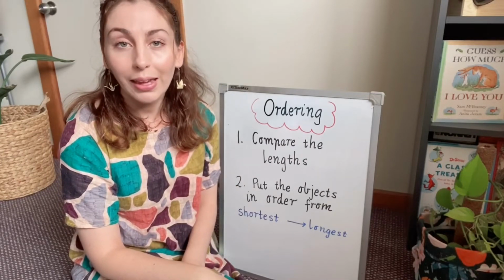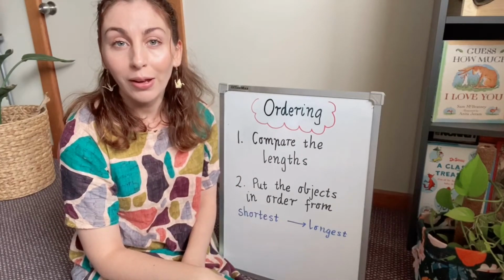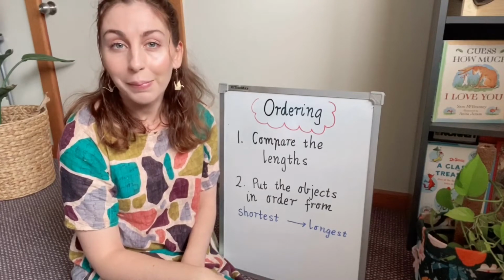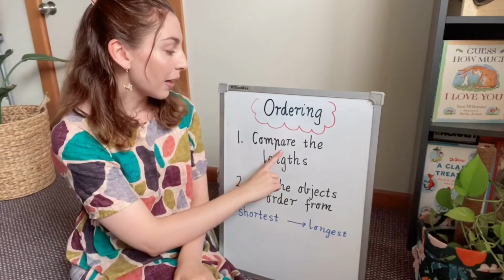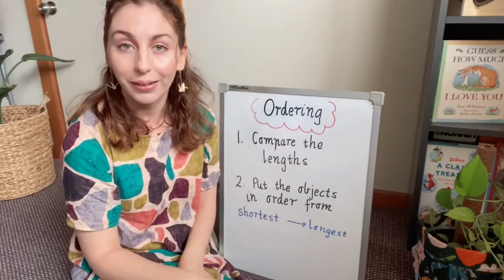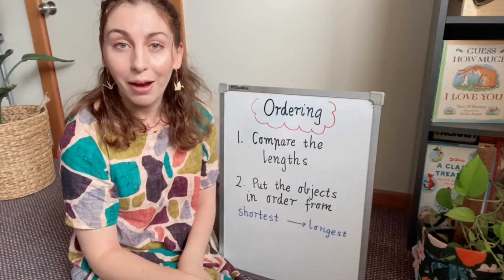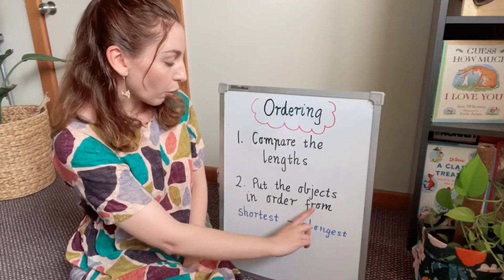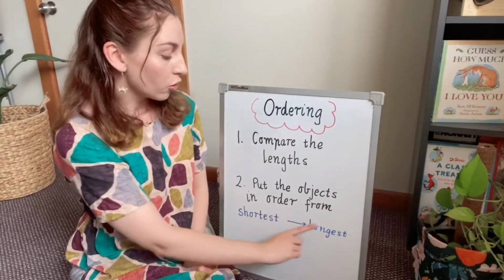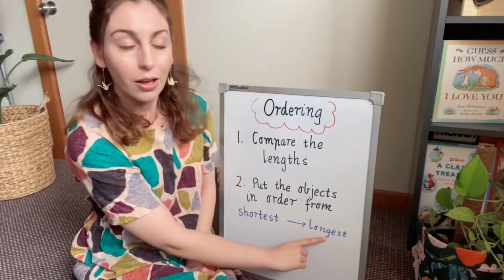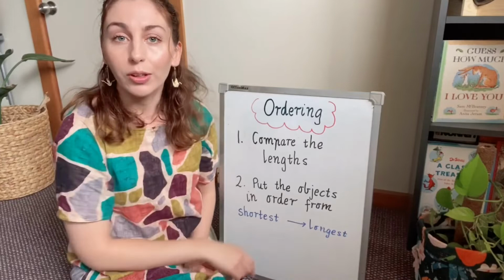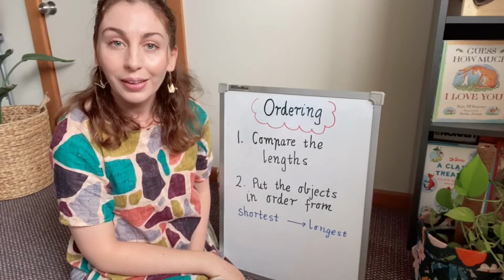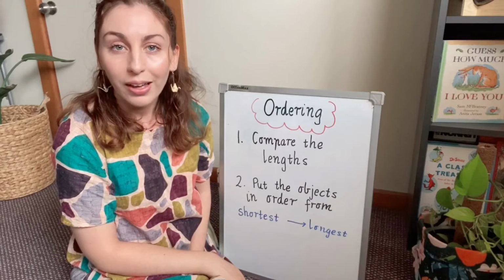Today we're looking at length again, so we're going to order objects according to the length. The first step in ordering is to compare the lengths of the objects. The next step after that is to put the objects in order from shortest to longest. These are new words, shortest and longest. They sound similar to short and long, and also shorter and longer.